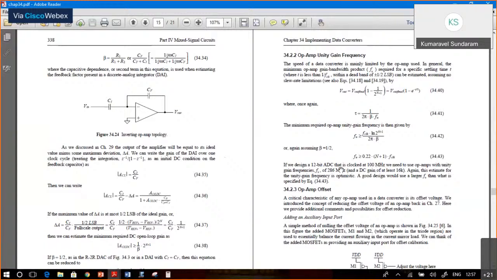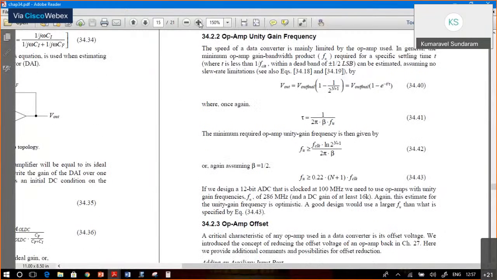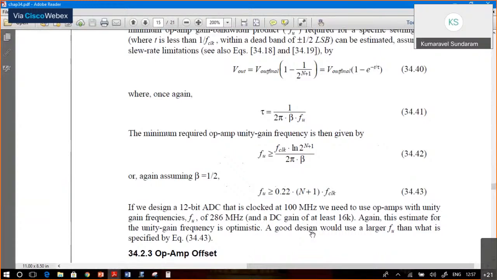If we design a 12-bit ADC that is clocked at 100 megahertz, we need to use op-amps with unity gain frequencies of 286 megahertz. So that is almost 2.5 times, but generally we use 4 to 5 times. For a good design you use a larger value. Ideally speaking, 2.5 or 2.8 times gives 286 megahertz.